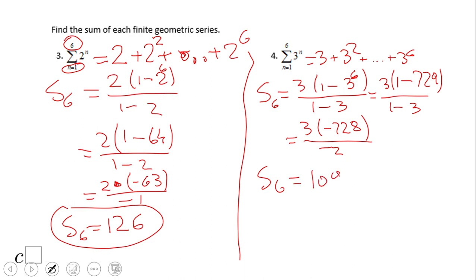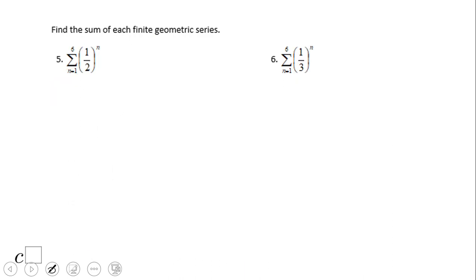If you end up with 1096 for number 4, then you did a wonderful job. This is the thing that I mentioned at the beginning of the slide. If r is between 1 and negative 1, if the absolute value of r is less than 1, then you have a series that converges. These are the ones that converge. You're going to need them later in some other math classes. But at this moment, what do we need? To find the sum of the first 6 terms.